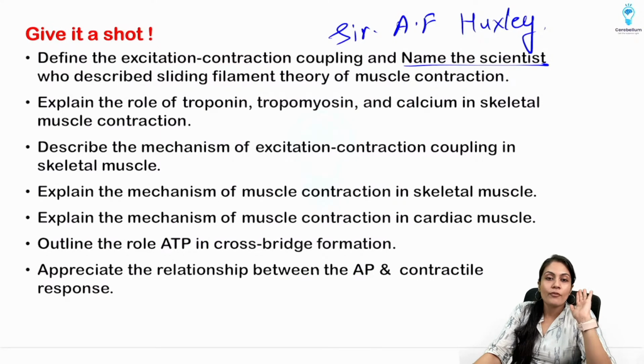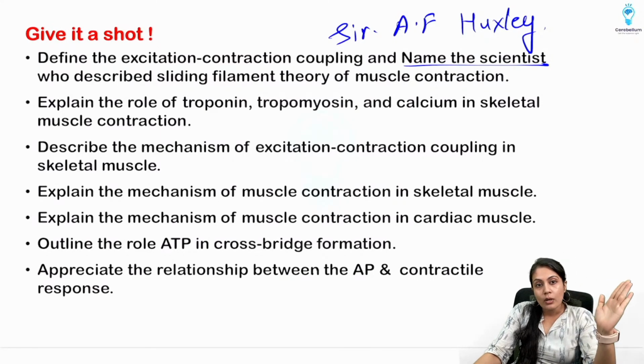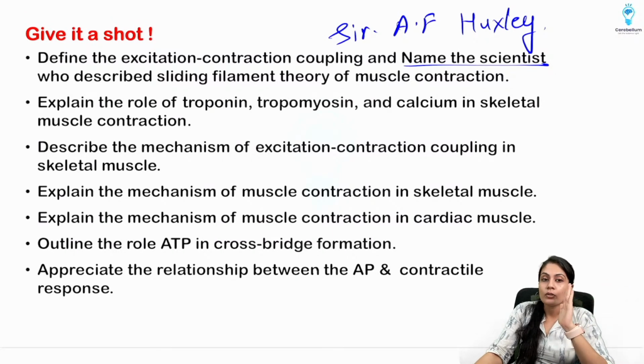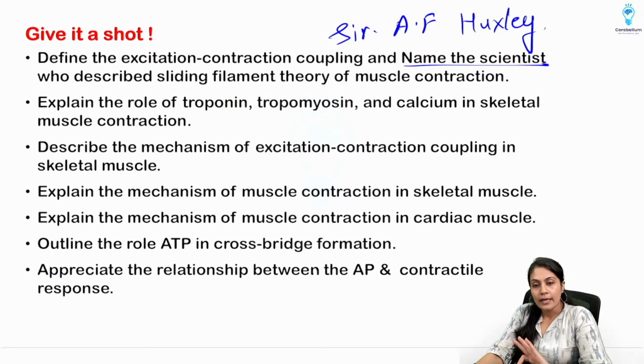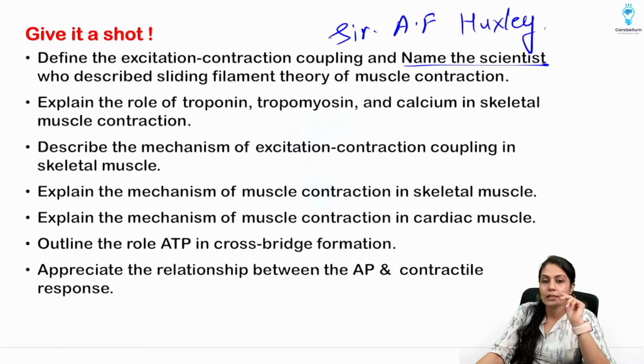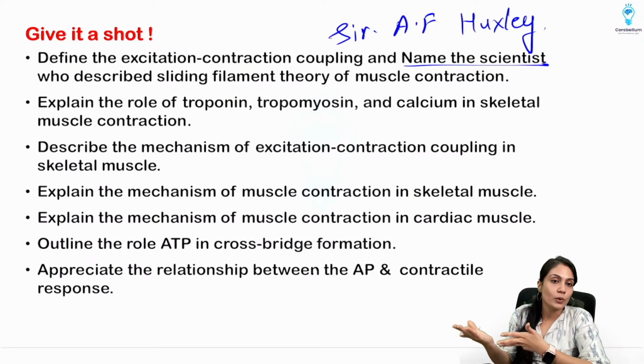Then the mechanism of excitation contraction coupling. In the mechanism, depending on the marks, you have to define it also and explain the mechanism with the help of a simple diagram. Then the same in the cardiac muscle and skeletal muscle, right? And then the outline of ATP cross-bridge cycling, we can discuss that tomorrow. Relationship between the action potential and the contractile response.